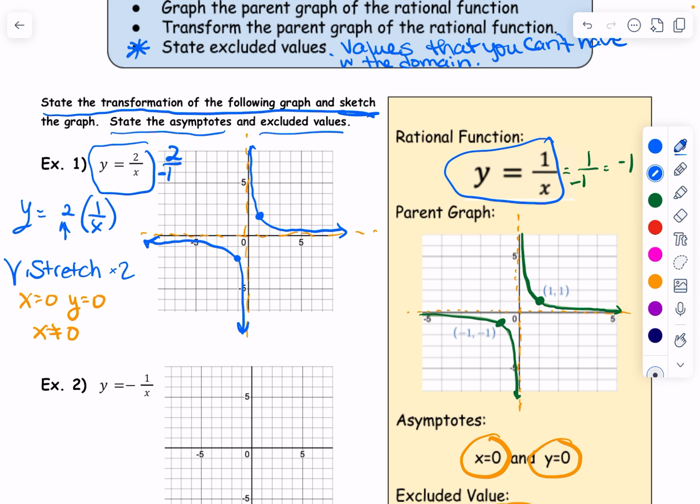If I had 3 over x, instead of going to 1, 2, it would go to 1, 3. 4 over x, instead of going to 1, 3, it would go to 1, 4. Okay? So that's what the stretch is actually doing. It's moving away from the x-axis.